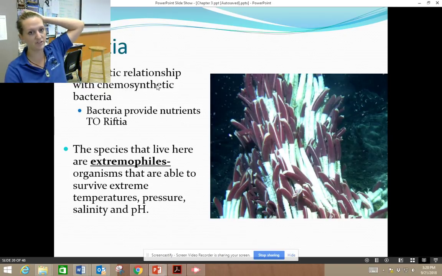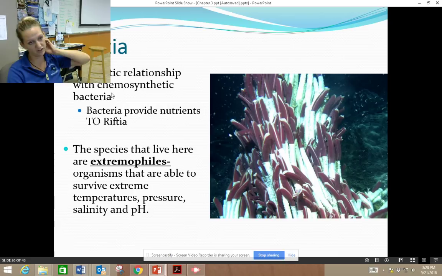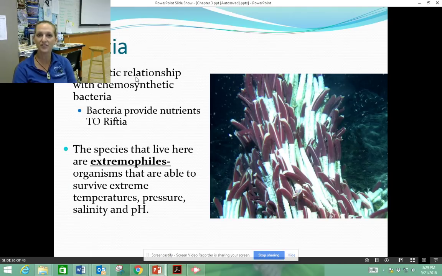Okay, so Tevnia is your pioneer species. Riftia is your climax community species. They have a symbiotic relationship with chemosynthetic bacteria. Push yourself to continually write chemosynthetic bacteria whenever you're writing about bacteria in hydrothermal vents. Specifically, many mark schemes request chemosynthetic. Because we have bacteria inside of our bodies, they are not chemosynthetic.